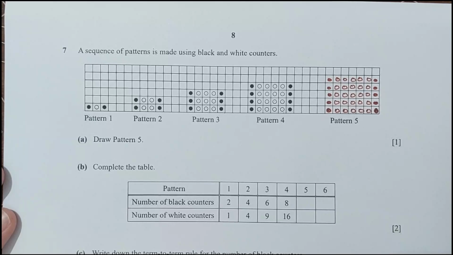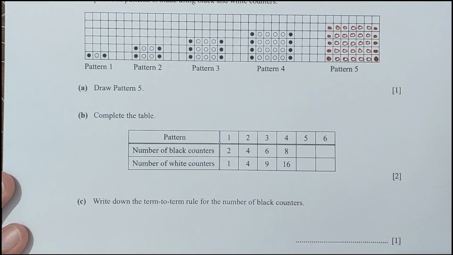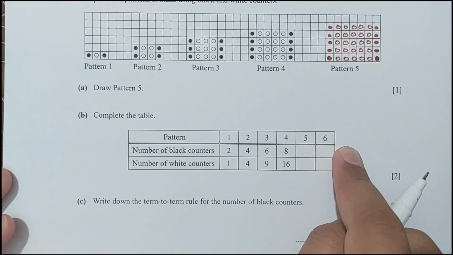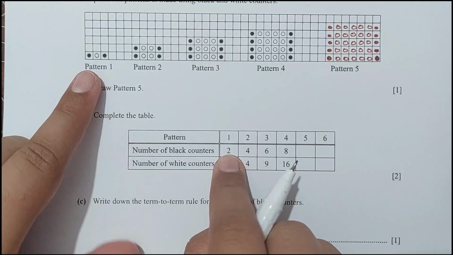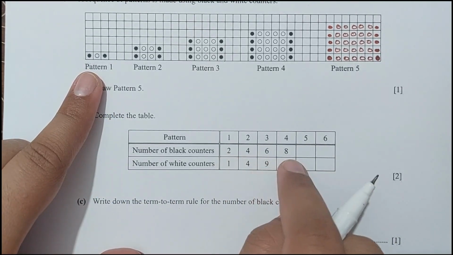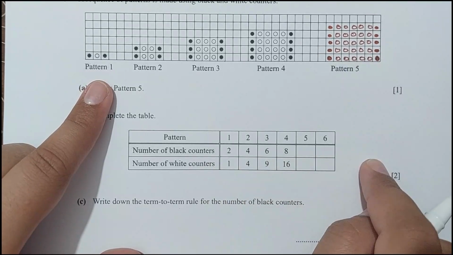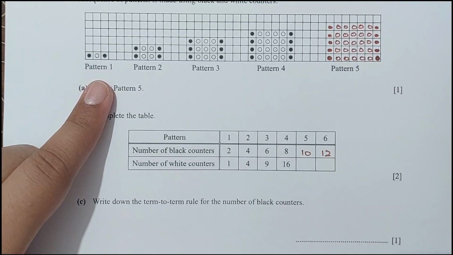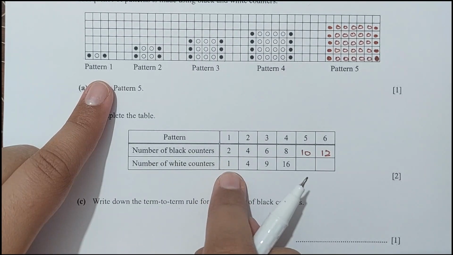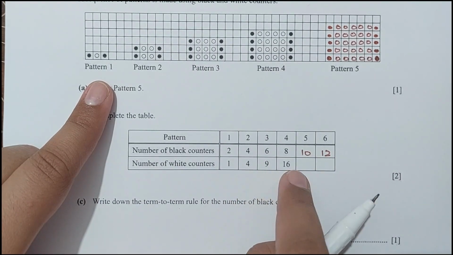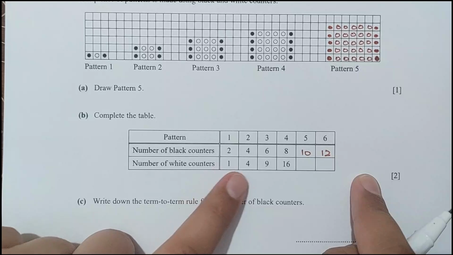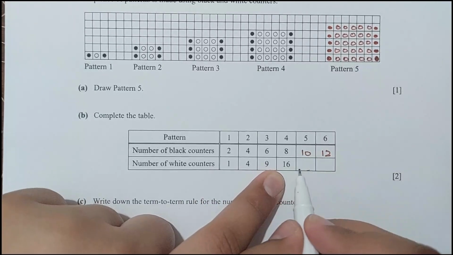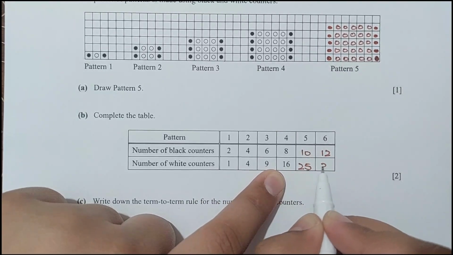Now for part B, complete the table for the patterns: number of black counters and number of white counters. The patterns are 1 to 6. Black counters are 2, 4, 6, 8, 10, and 12, so they are even numbers. White counters are 1, 4, 9, 16, which are square numbers: 1 square, 2 square, 3 square, 4 square, 5 square is 25, and 6 square is 36.